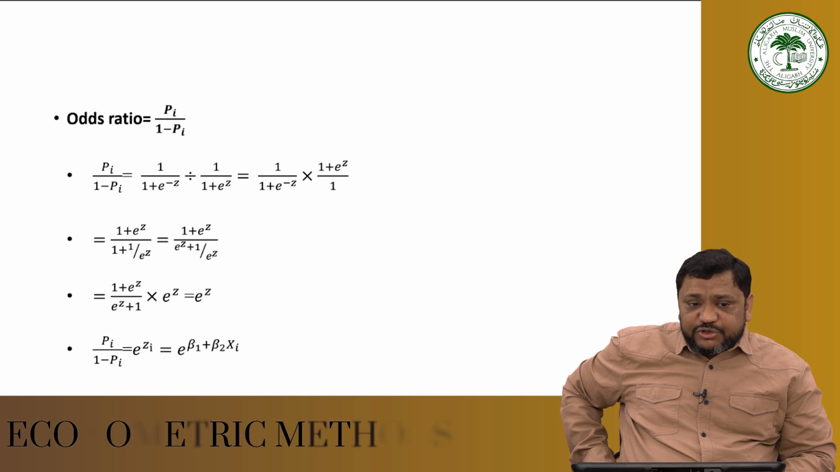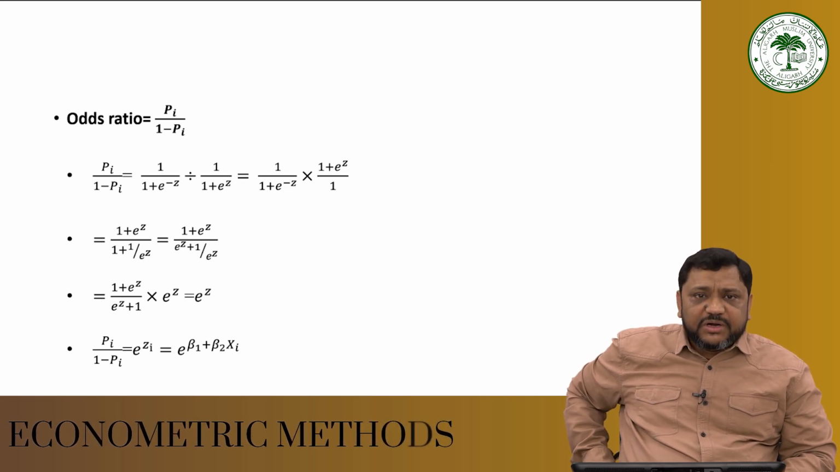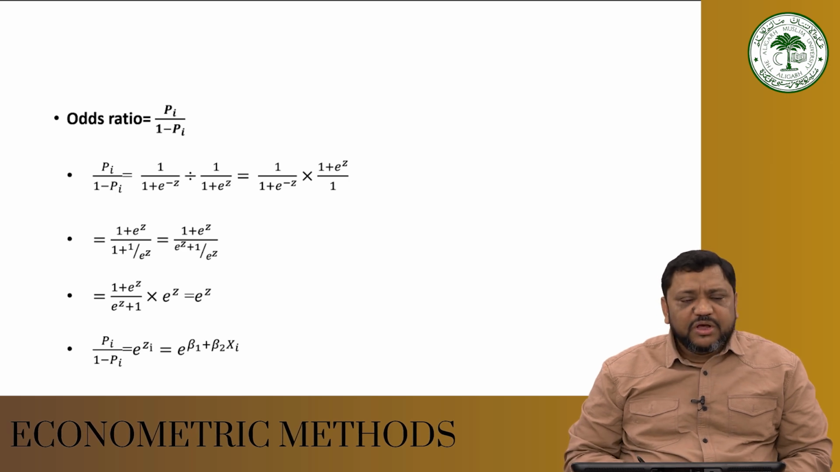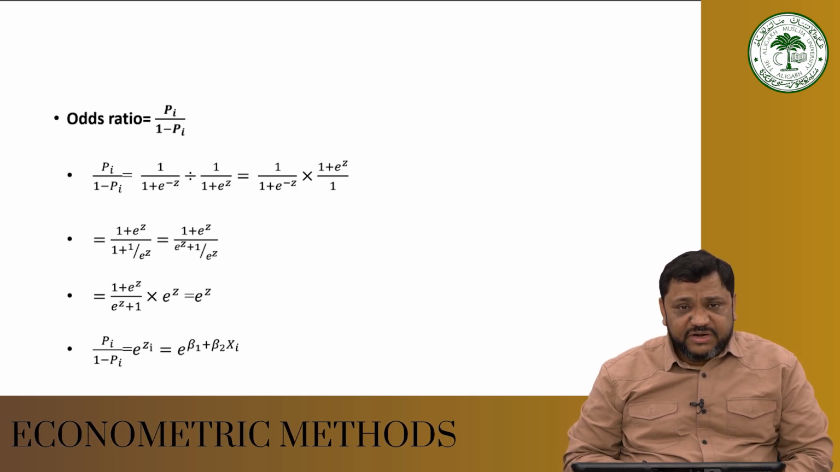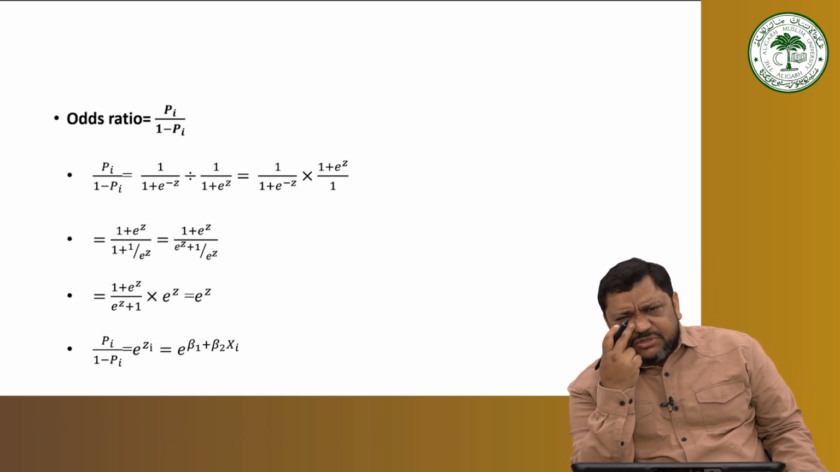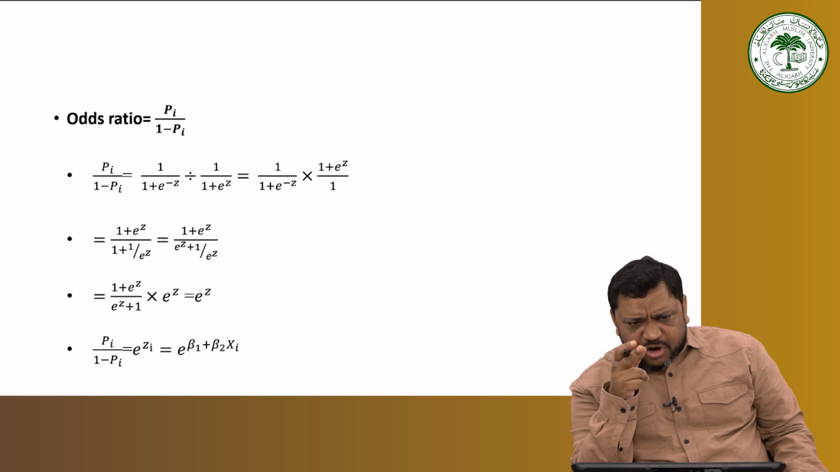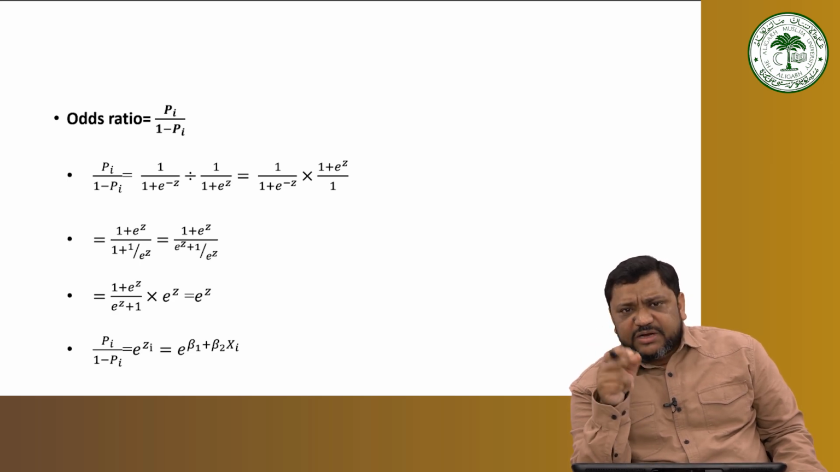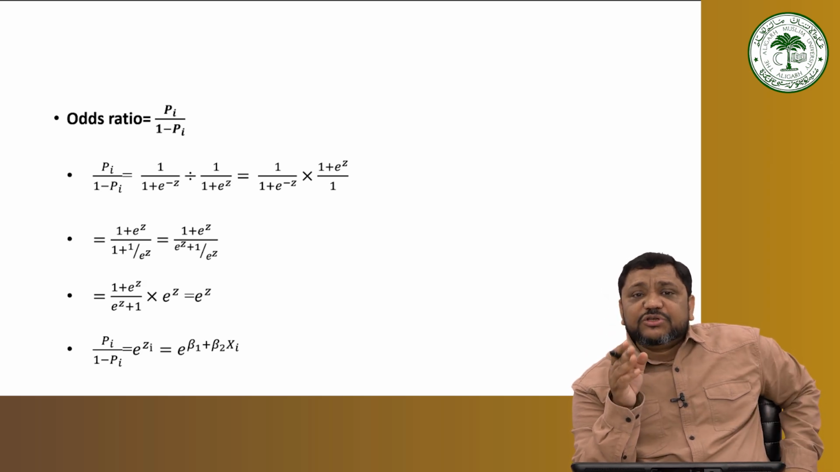Now this odds ratio is what is commonly reported in any studies which are using this logistic regression. This odds ratio, we have seen, is pi divided by 1 minus pi, and this has a very important implication. Say pi is equal to 0.8. Then the odds ratio will be 0.8 divided by 1 minus 0.8. So that is equal to 0.8 divided by 0.2, that is equal to 4. This means the odds ratio is 4.